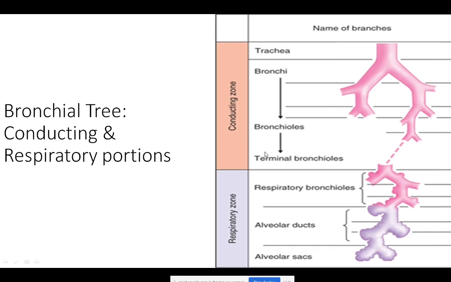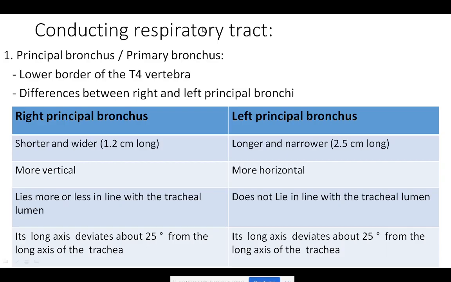The bronchioles and terminal bronchioles form the conducting portion of the bronchial tree, whereas the respiratory portion of the bronchial tree starts from the alveolar ducts. Respiratory bronchioles form a zone separating the respiratory and the conducting portions of the bronchial tree. Now the principal bronchus, also known as the primary bronchus.